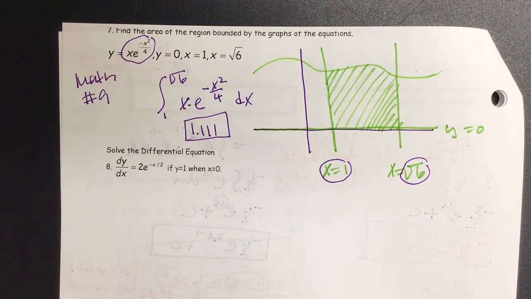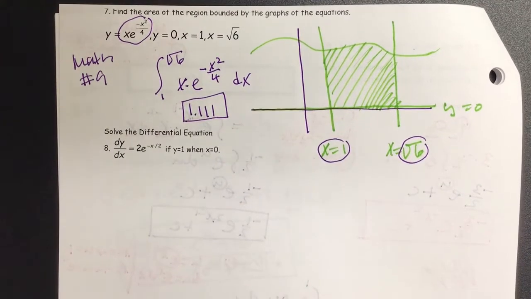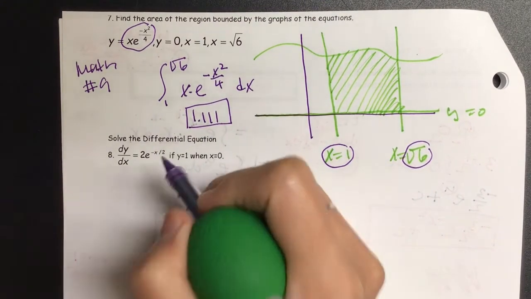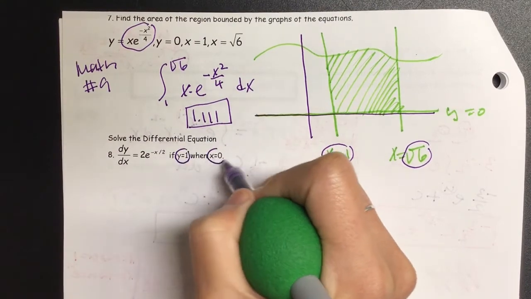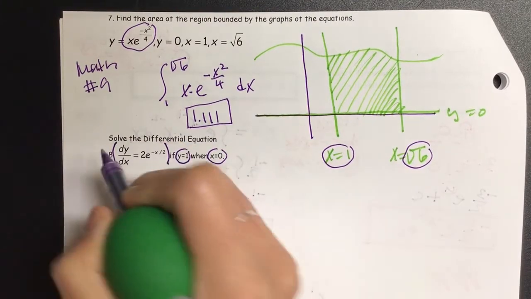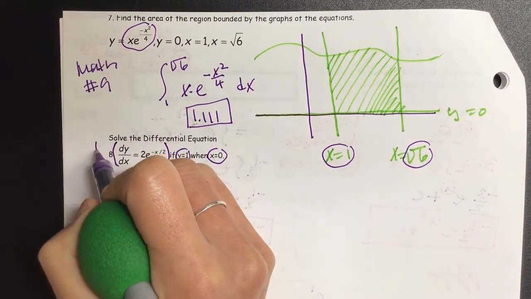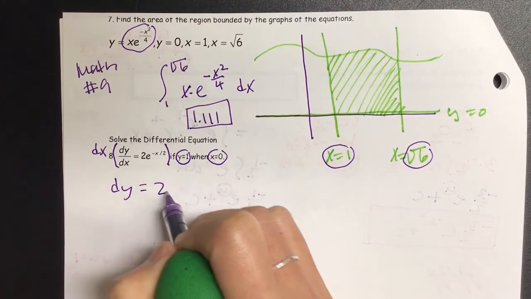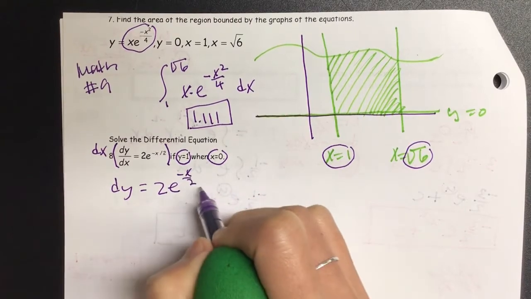And number 8 is simply a review. Milo, let's read the instructions. Solve the differential equation dy over dx equals 2e to the power of negative x divided by 2 if y equals 1 x equals 0. Okay? So to solve for y, because in the end I need to plug in when y equals 1 and x equals 0, I need to get rid of the fraction by multiplying by what? Well, what's our, dx, not dy. So we get dy is equal to 2e to the power of negative x over 2 dx.